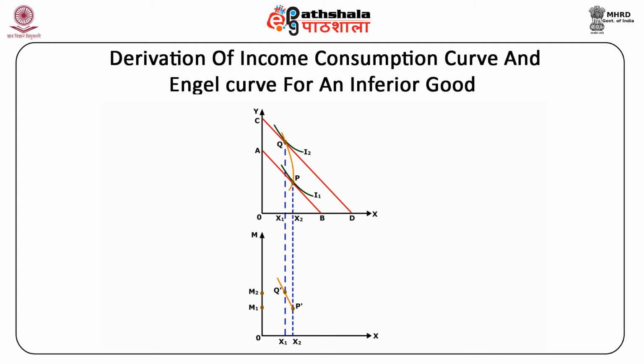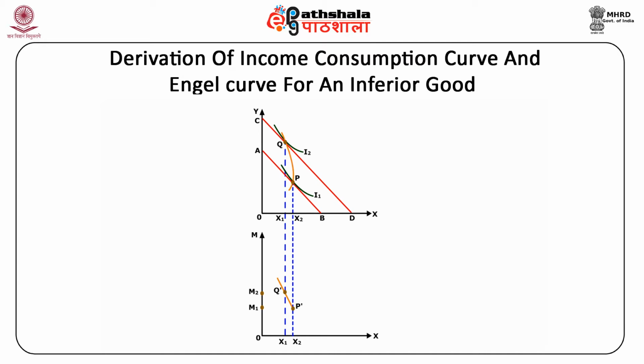As money income increases, the consumer equilibrium moves from the point P on I1 to point Q on a higher indifference curve I2. At the new equilibrium Q, the consumer purchases less of commodity X, which is an inferior good, and more of commodity Y, which is a normal good. This generates a negatively sloped income consumption curve PQ.